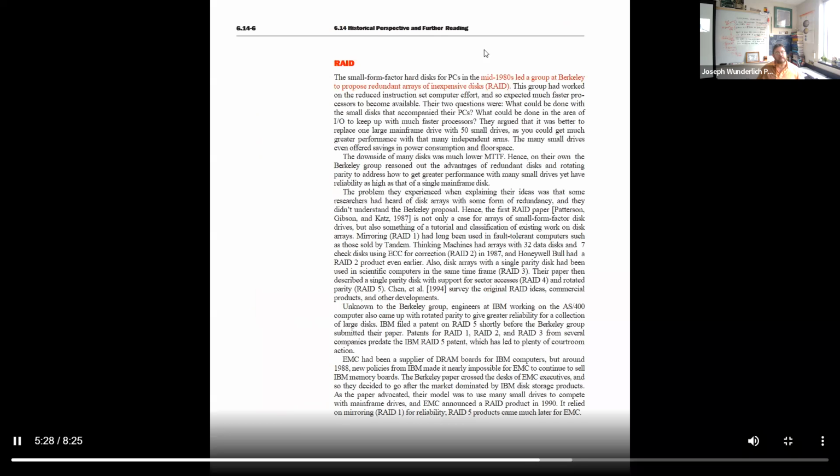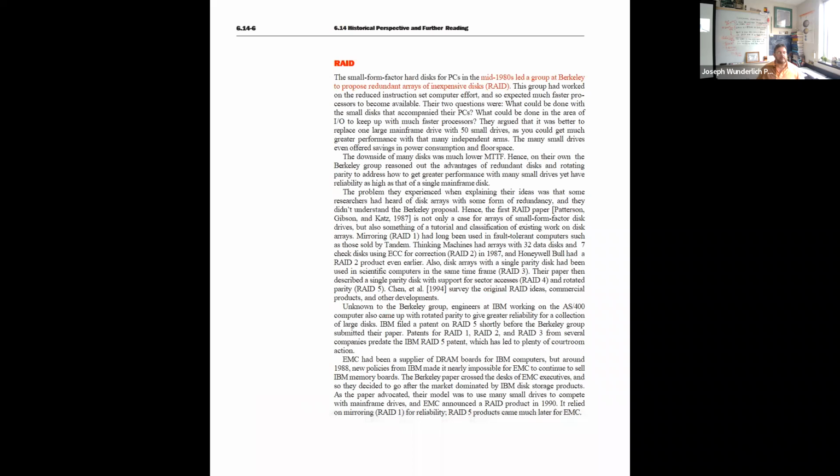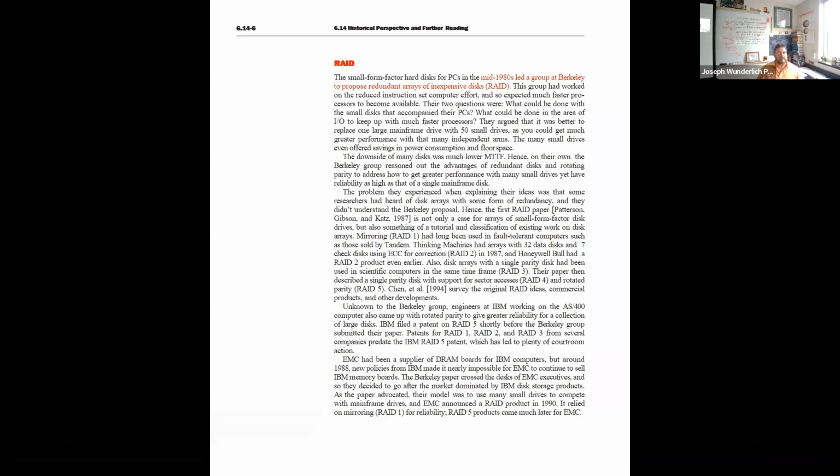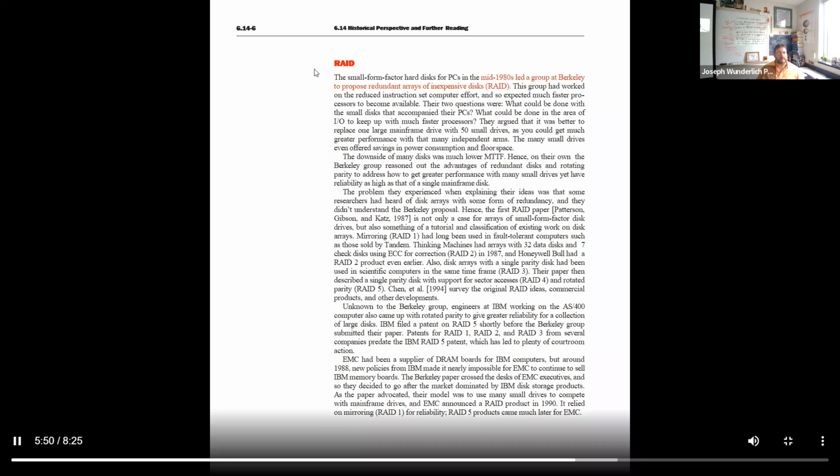Now, RAID arrays have been around for a long time, and that's just a redundant set of drives. UC Berkeley has done quite a bit, in the San Francisco Bay Area, Berkeley and Stanford. So RAID stands for Redundant Arrays of Inexpensive Disks, mainly for servers.